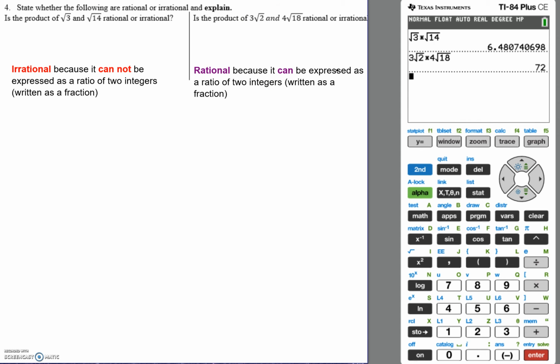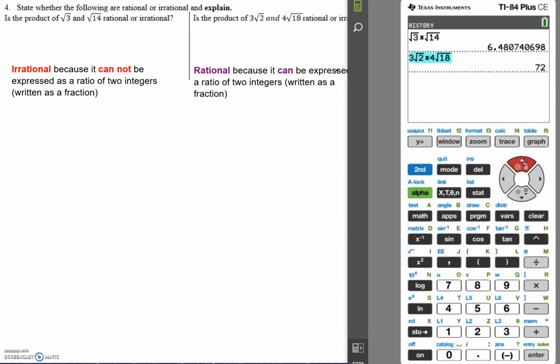So for number 4, it says, is the product of radical 3 and radical 14 rational or irrational? So to the right, you could see that I typed the product, rad 3 times rad 14, into the calculator and got 6.48074, etc. So if I just copy that number and hit math, enter, enter, you should notice it does not convert to a fraction because that product is irrational.